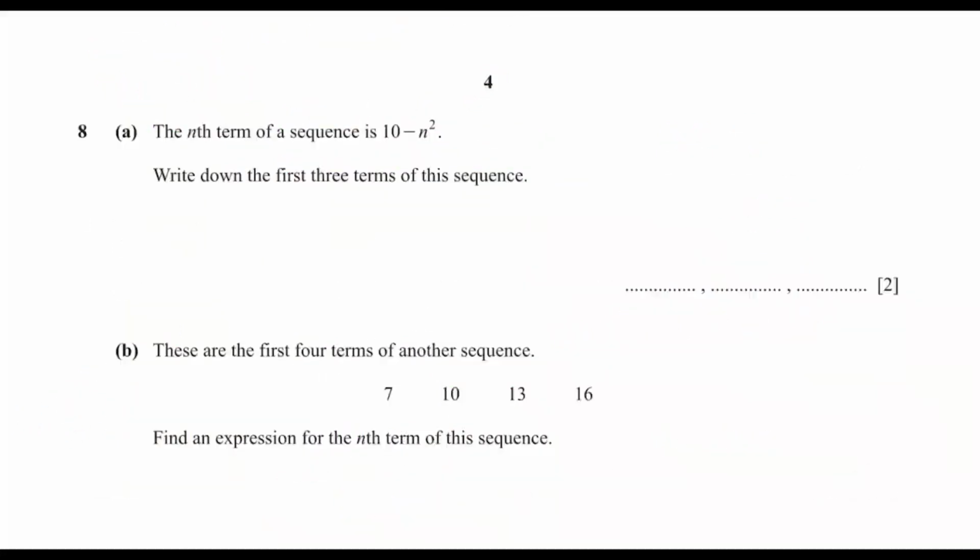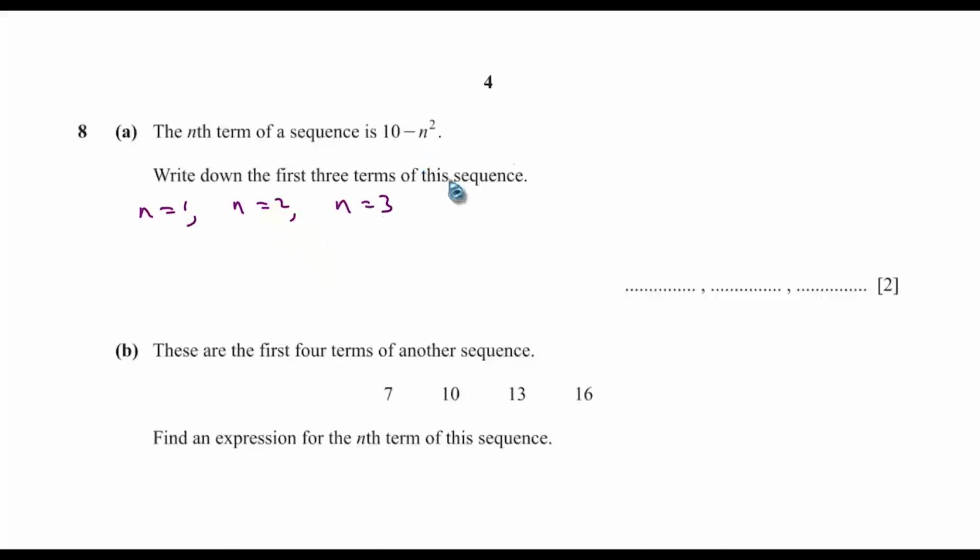That will be question 8a. The nth term of a sequence is 10 subtract n to the power of 2. Write down the first 3 terms of this sequence. So you need to get the value of this expression when n is equal to 1, when n is equal to 2, and when n is equal to 3 respectively. So what you need to do is to substitute each of these values here, and you get the corresponding terms.